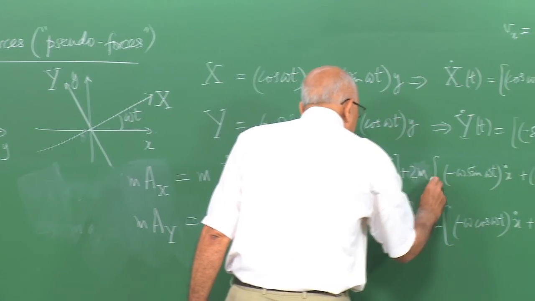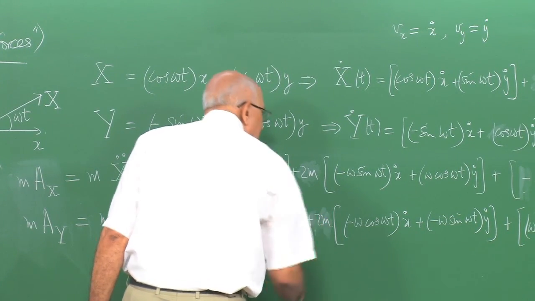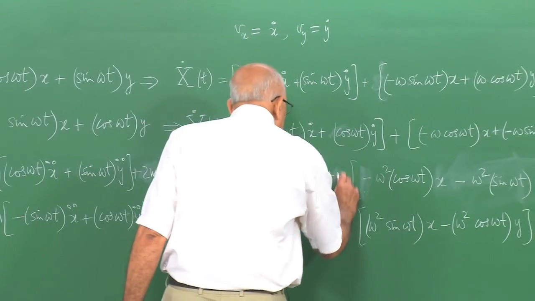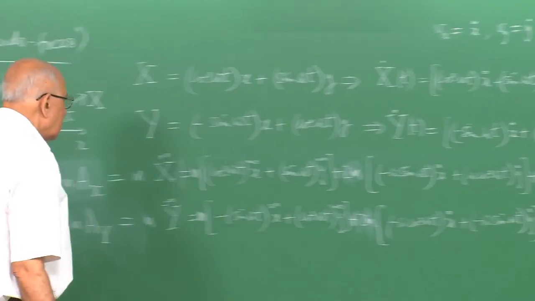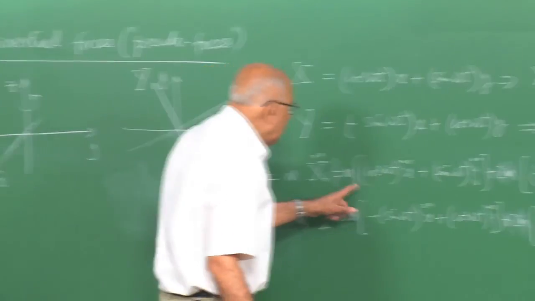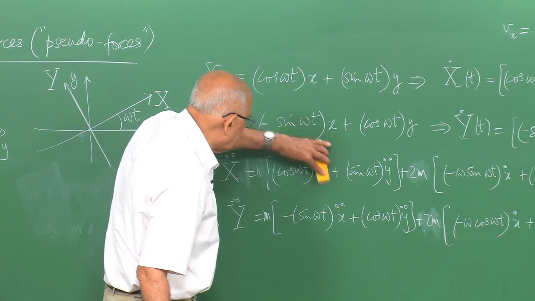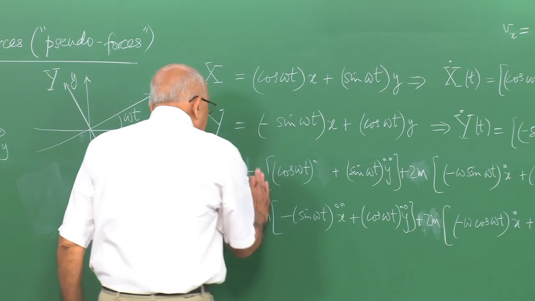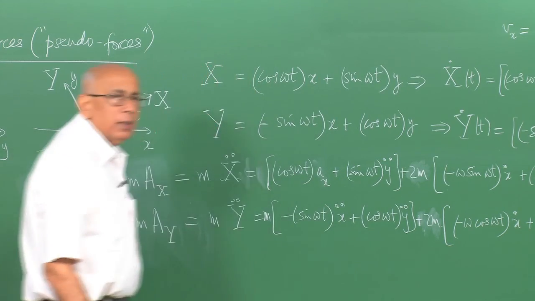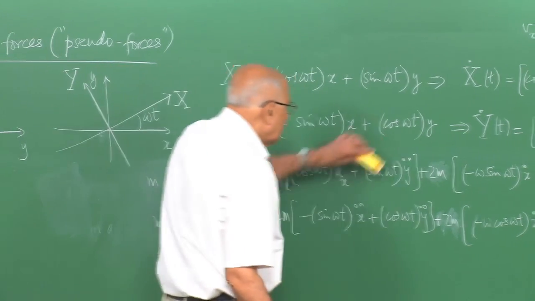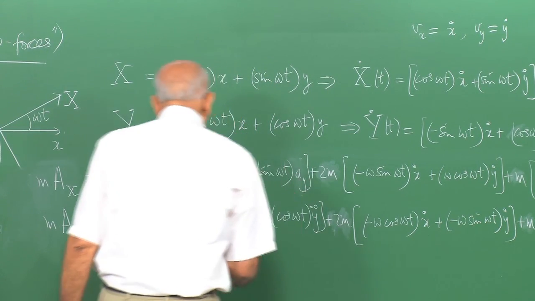plus twice m here, plus twice m here, plus m times this, plus m times this, that is it. Okay. Now what is m x double dot? I am going to do it right on this board itself to save myself space and time in writing. This is equal to A subscript little x, m times x double dot, and m times y double dot is A subscript little y times an m.